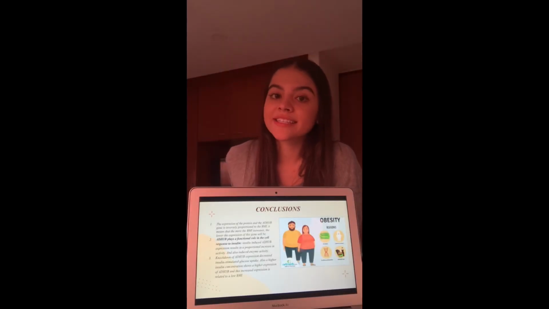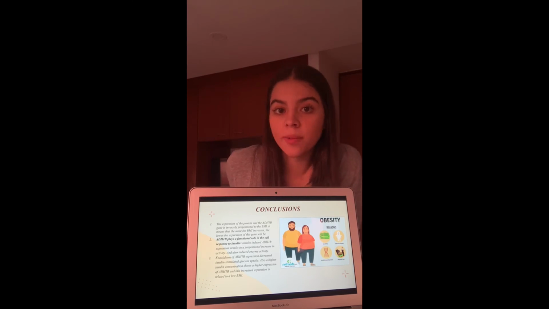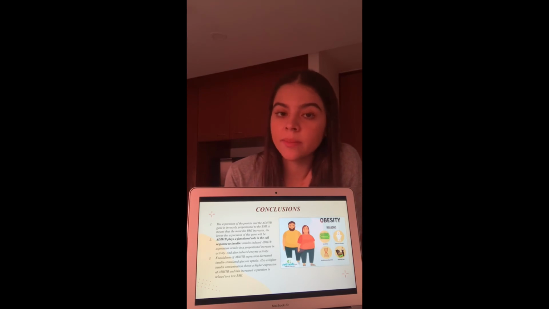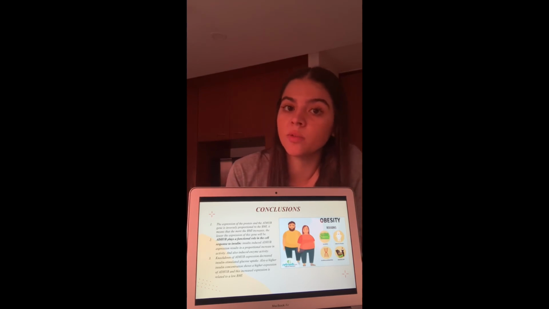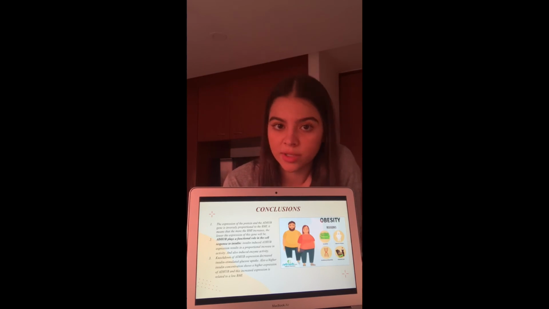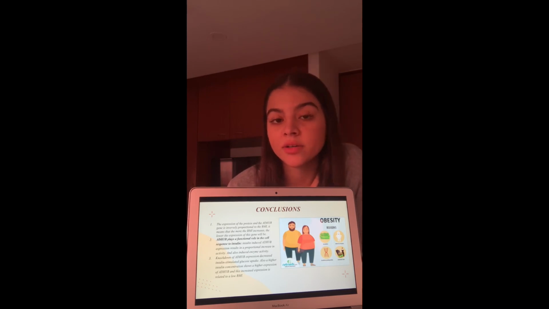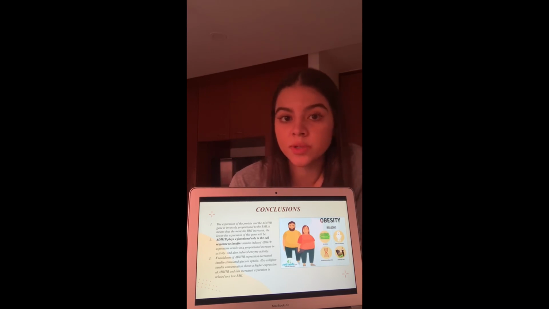So to conclude, the expression of the protein and the ADH1B gene is inversely proportional to the BMI. It means that the more the BMI increases, the lower the expression of this gene will be. ADH1B plays a functional role in the cell response to insulin. Insulin-induced ADH1B expression results in a proportional increase in activity and also induced enzyme activity. Also, knockdown of ADH1B expression decreased insulin-stimulated glucose uptake. Also, a higher concentration of insulin shows a higher expression of ADH1B.